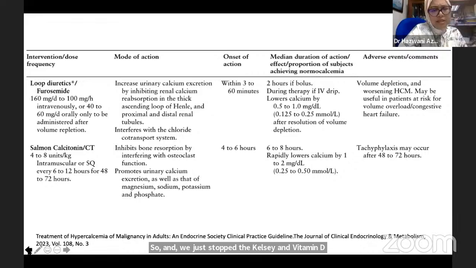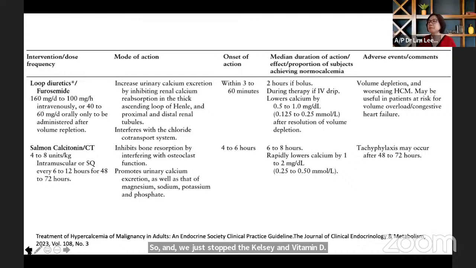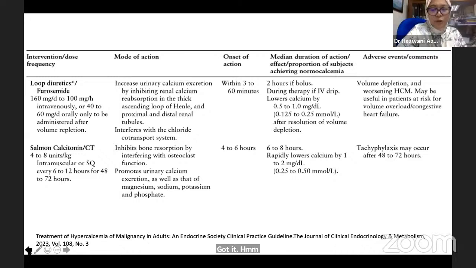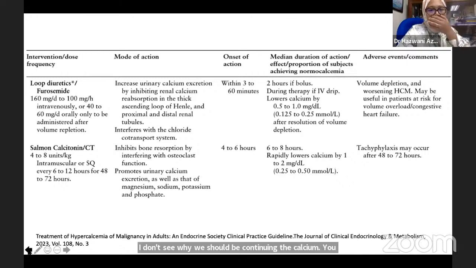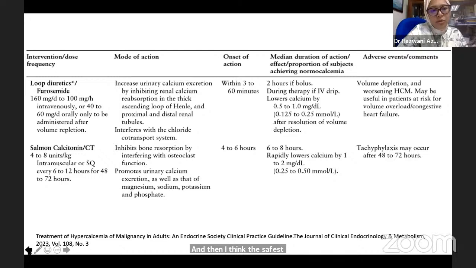I would... the patient did not undergo any surgery yet. Primary hyperpara without surgery. I don't see why we should be continuing the calcium. You should stop the calcium. And then I think the safest way to replace vitamin D deficiency is through inactivated vitamin D, because you can control the amount, and the risk of nephrocalcinosis is higher with activated vitamin D.